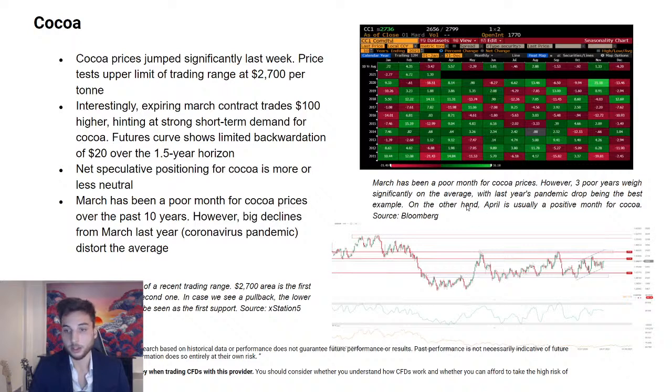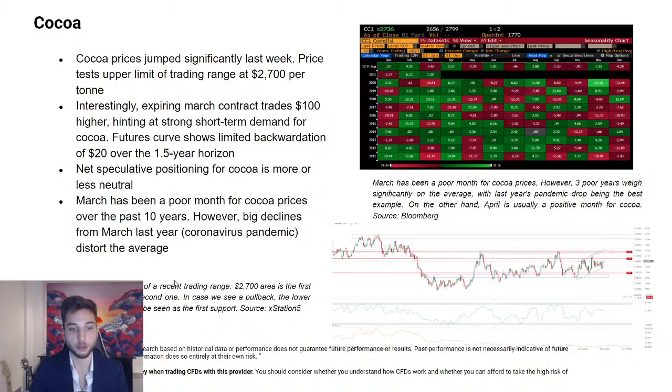On the other hand, as I said, April is usually a positive month for cocoa. So you can see April, we don't have it for this year yet, but we do have the 10-year average, and every other year besides 2017 is actually positive in April for cocoa prices.